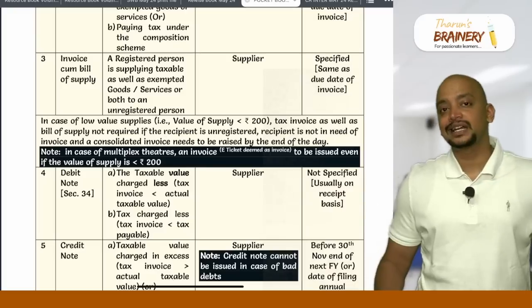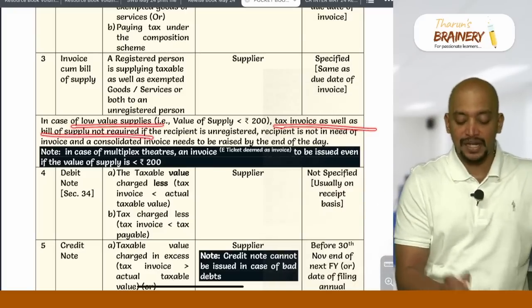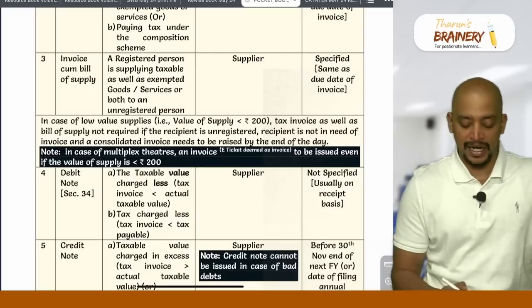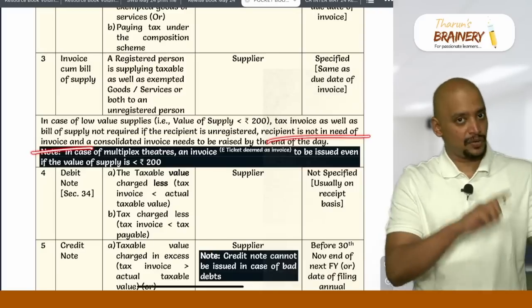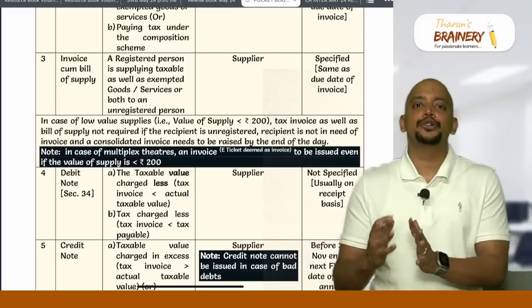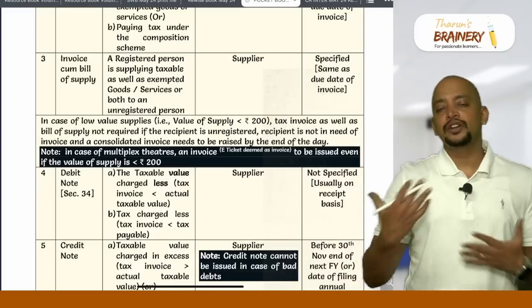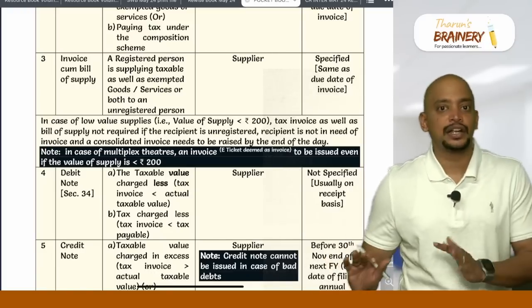So if all these three conditions are satisfied, in case of low value supplies, tax invoice as well as bill of supply is not required. When? If the recipient is unregistered, B2C, and the recipient does not require tax invoice, and a consolidated invoice or bill of supply should be generated at the end of the day for accounting purpose. So this is not for any other purpose, only for accounting purpose, at the end of the day we need to generate that consolidated invoice.